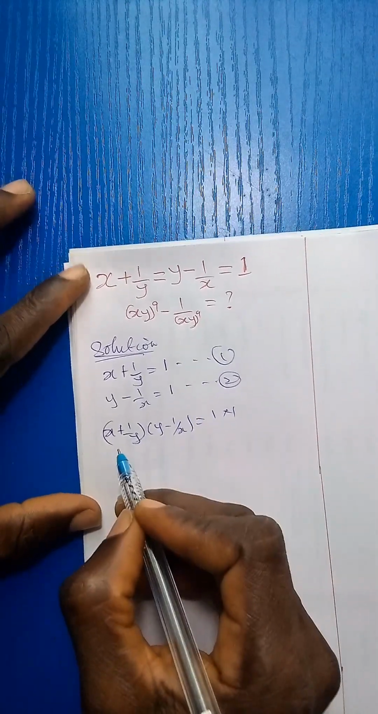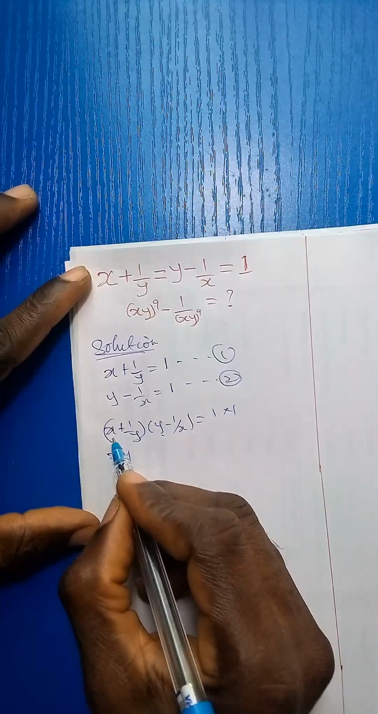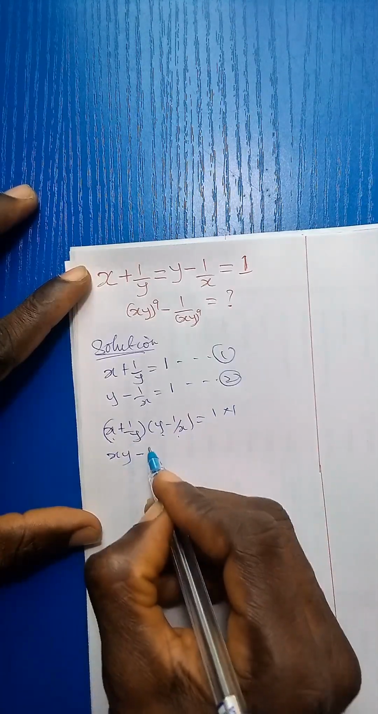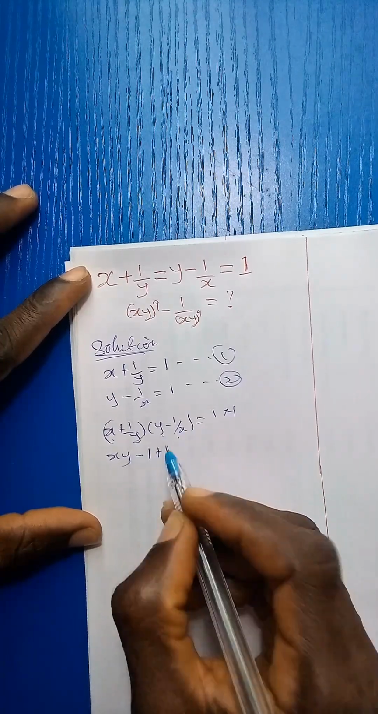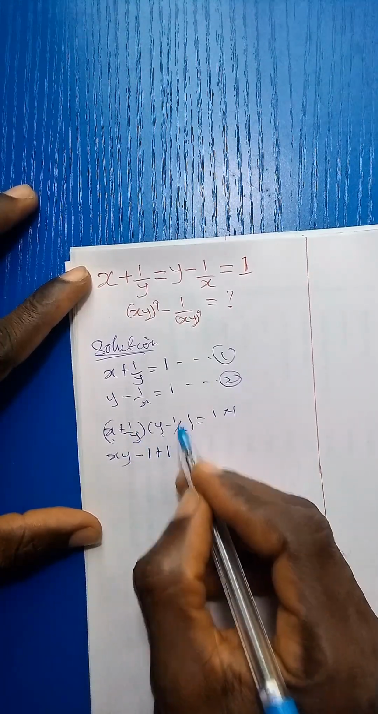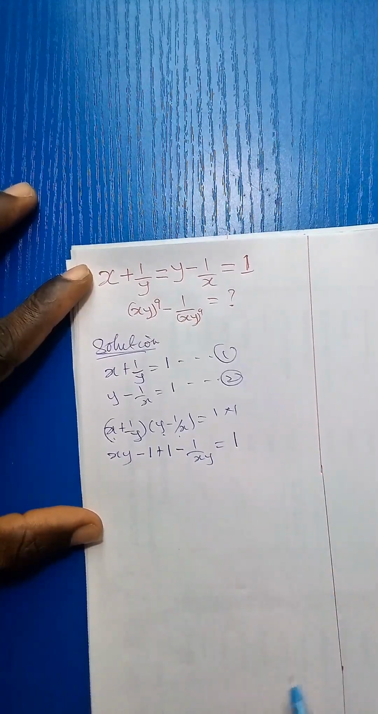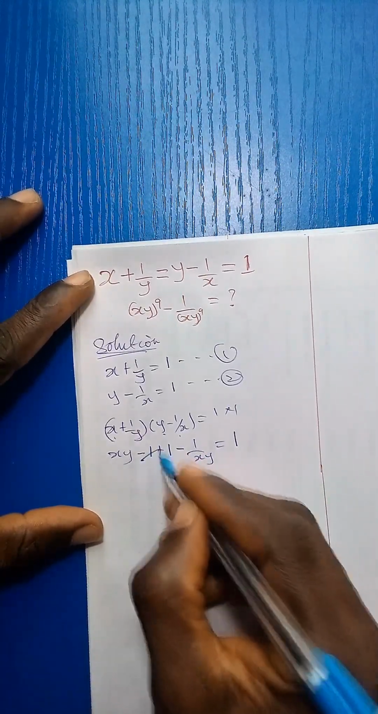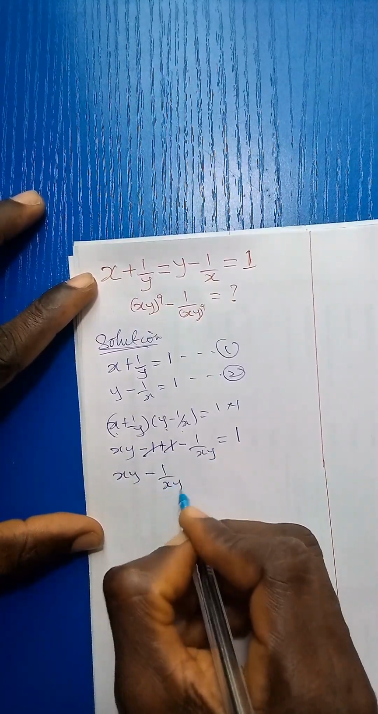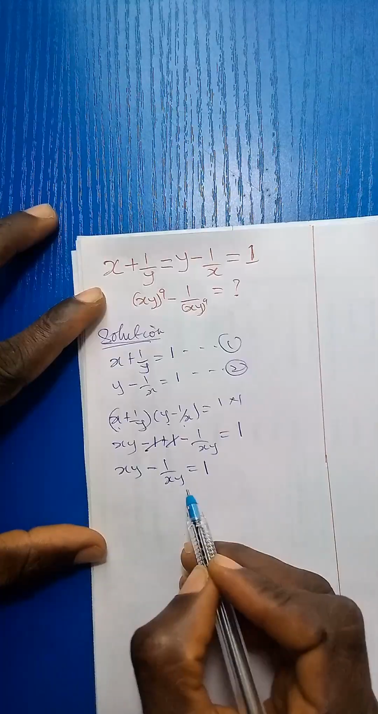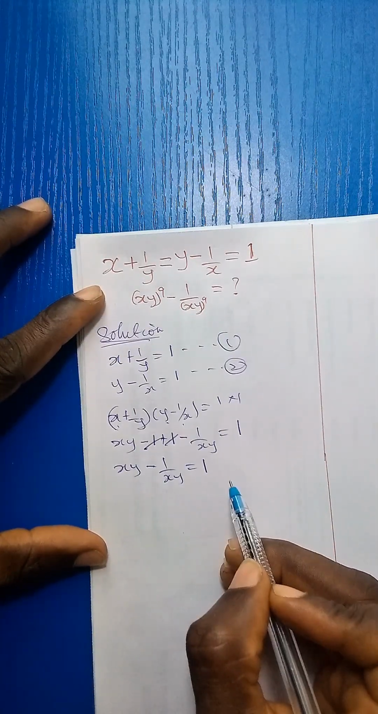Now let us open the bracket. x times y is xy. x times minus 1 over x is minus 1. Then 1 over y times y will give us 1. And then 1 over y times minus 1 over x is minus 1 over xy. And 1 times 1 is 1. This and this will cancel out. So we have xy minus 1 over xy is equal to 1. At this point, I can multiply out and then get a quadratic equation and then solve it.